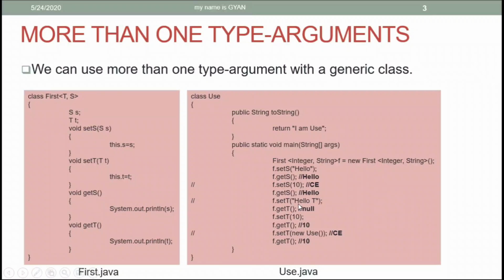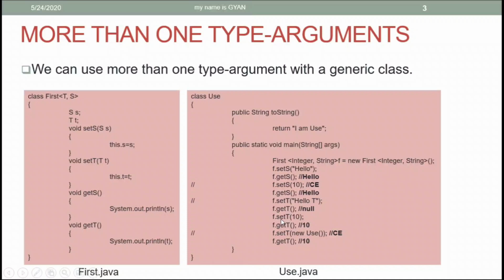If we try to pass the string as the actual argument to the method setT, then the compiler will throw an error, because in the method setT, the formal argument is of type T, and T is considered as an Integer. As you can see, T is considered as an Integer. That's why we have commented out this statement, and we are not assigning anything to the variable t, because this was the first assignment to the variable t which we have commented out. Therefore, when we call the method getT by using the reference variable f, it will print null, because still we do not have any value assigned in the variable t.